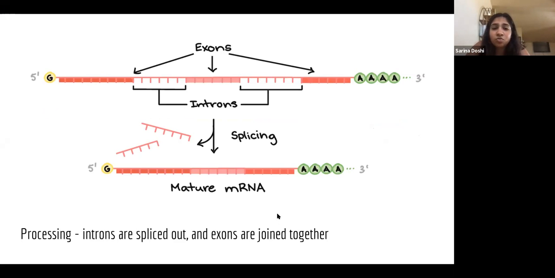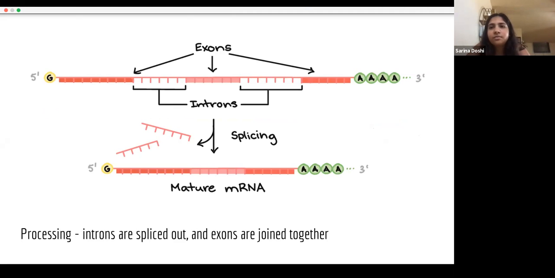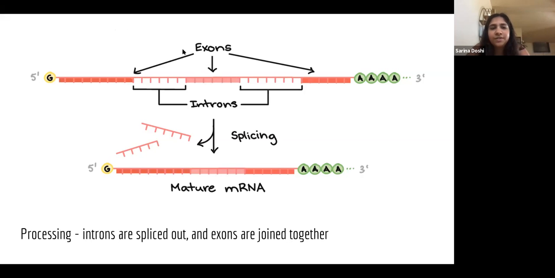Splicing is a very detailed process, and it could be a lecture in and of itself. But basically what splicing does is it removes these introns and splices together the exons. So it splices out introns and joins exons, if that makes sense. Introns are areas of the transcribed DNA that don't code for anything. They don't code for a specific protein. You'll get what I'm saying a bit later.